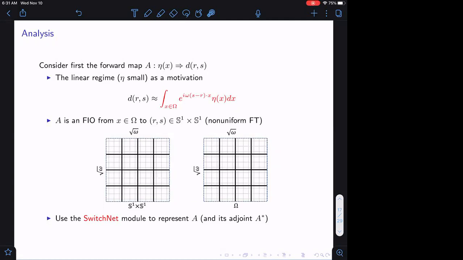Once we know that, we can use the SwitchNet, the one I just introduced for FIOs, to represent the operator A, the forward map. We also try to represent the adjoint map, because if the forward map is an FIO, the adjoint map itself is also an FIO. Therefore, the adjoint map can also be represented by the SwitchNet.